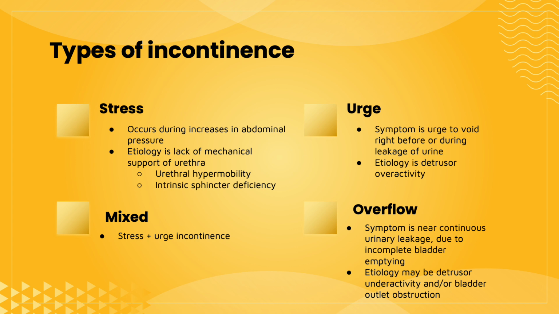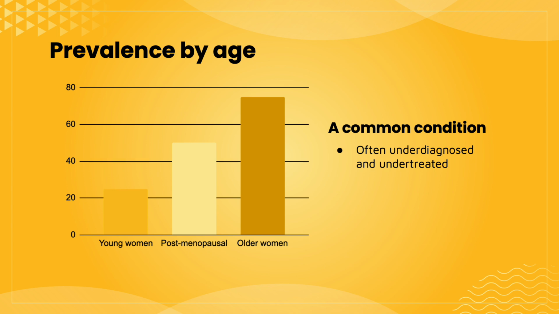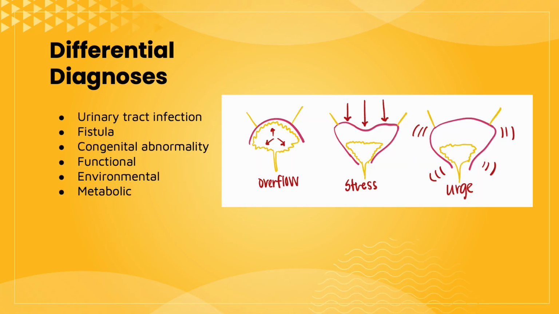Overflow incontinence is the near continuous leakage of urine due to incomplete bladder emptying and is due to either detrusor underactivity or bladder outlet obstruction. Smooth muscle damage, peripheral neuropathy, and spinal cord damage can all cause detrusor underactivity. This chart shows the prevalence of incontinence by age and emphasizes that this is a common condition that is often underdiagnosed and undertreated. Having a broad differential diagnosis is important. Some conditions that may present similarly include urinary tract infection, fistulas, congenital abnormalities, functional conditions, or environmental and metabolic factors.